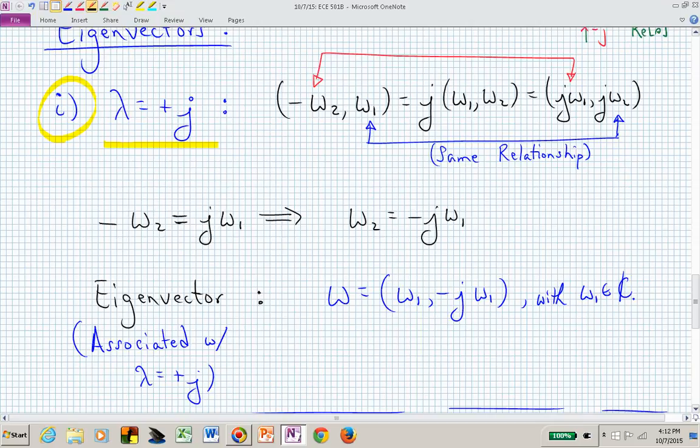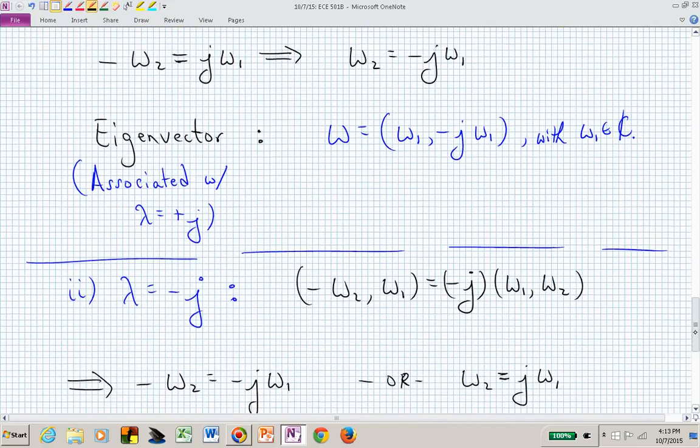What does that say? That says if you start with a vector, let's just pick W1 equal to 1. You now have a vector of 1 and minus j. Those are the components of your vector. Now, when you operate on that with this linear transformation, you're going to stay in that same direction. It's just going to be scaled by plus j as your scalar. That's what this is saying.